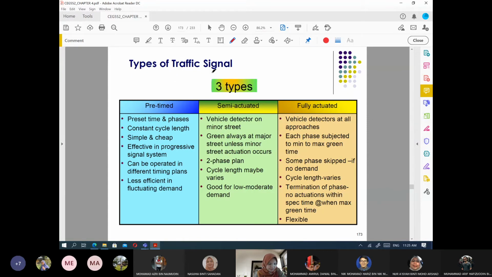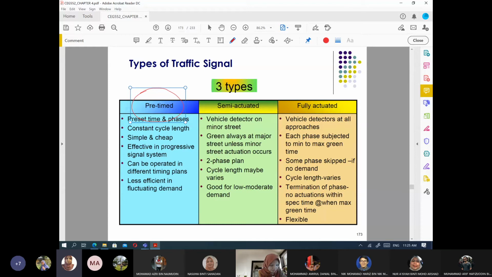Okay, that types of traffic signal that we have is 3 types here. Pre-time, semi-actuated and fully actuated. Pre-time ni yang dah display time lah. Kalau you nampak mostly yang ada number, keluar number tu, this is pre-time. Kita dah set dah. How long would it be for the major road? How long would it be for the minor road?